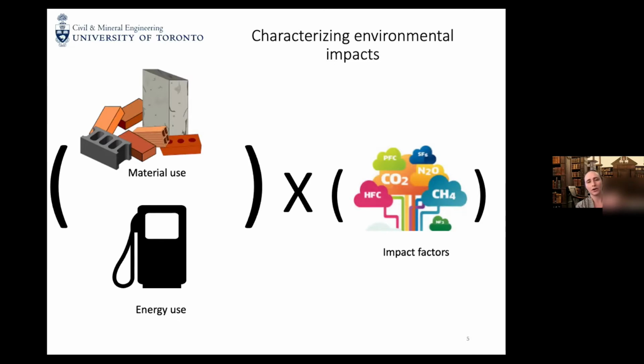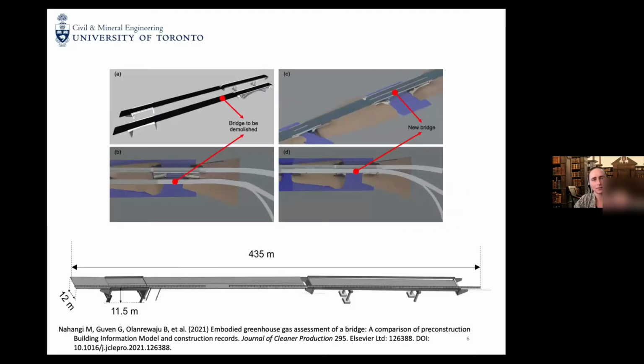Fundamentally, we need to know three things. One, how much construction material did we use on site? Two, how much energy did we use on site, either in terms of fuel burnt or electricity used? And three, what are the energy intensity or the greenhouse gas intensity of those fuels and materials? And you multiply them together and you get your embodied greenhouse gas emissions.